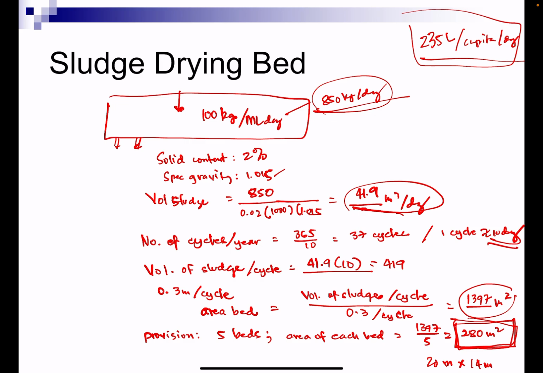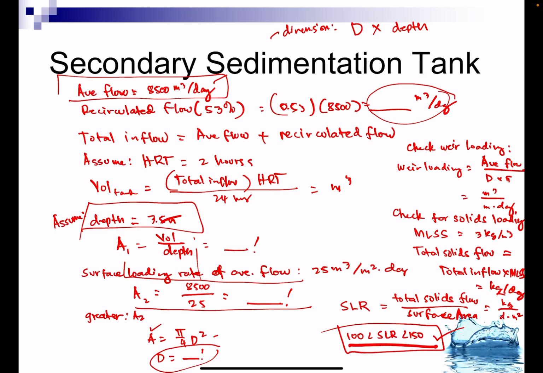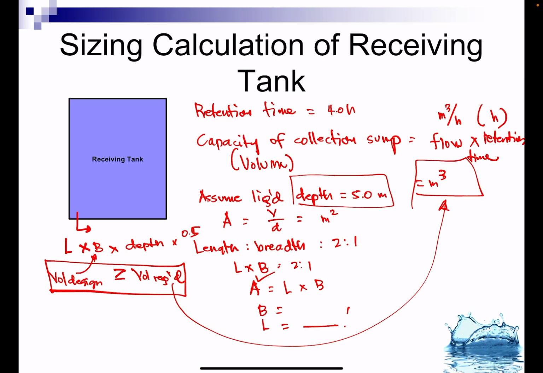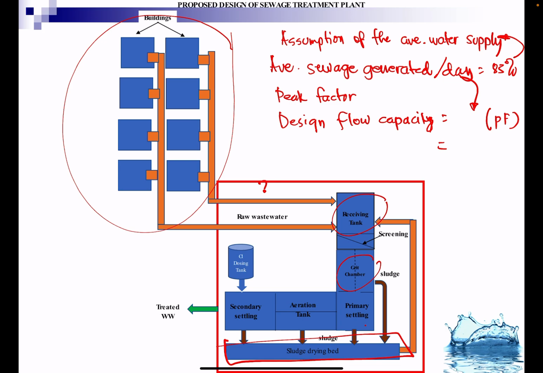Okay, so that's all. Thank you. I just hope you were able to follow a simple computation. Like I said, it would be a very simple STP that I'm requiring of you. Just compute for the plant capacity, dimension of receiving tank, the screening, grid chamber, and lastly, the sludge drying bed.